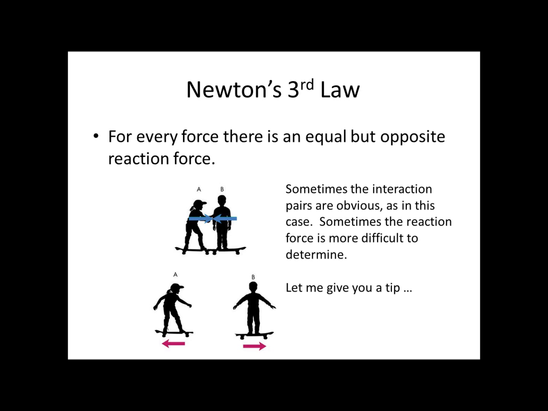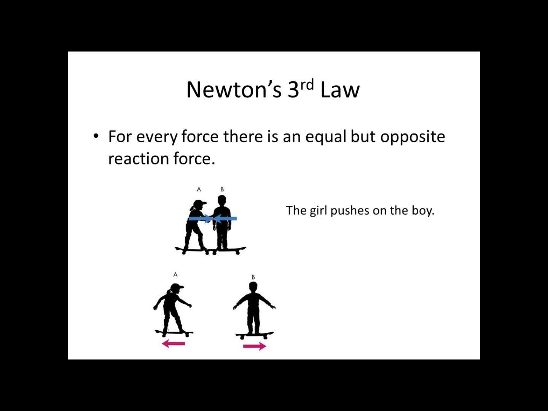Let me give you a tip. Start by stating what the action force is. The girl pushes on the boy. Then all you've got to do is switch the nouns. The boy pushes on the girl. In order to find the reaction force, just switch the two objects around. And this is true for every single type of force. This is true for contact forces like girls pushing on boys. This is true for non-contact forces like magnetism and gravity.